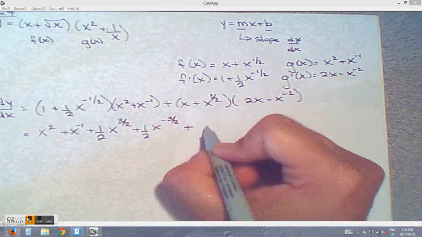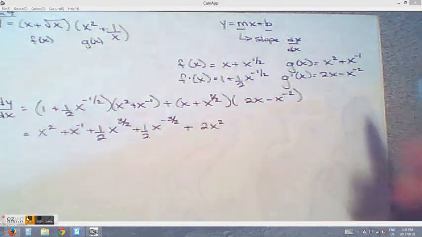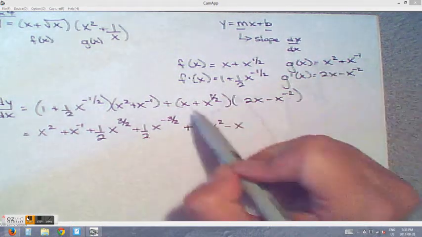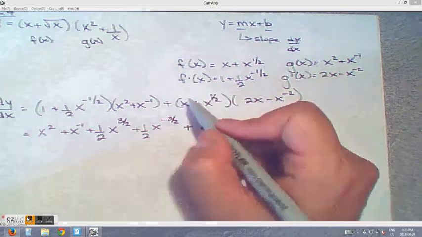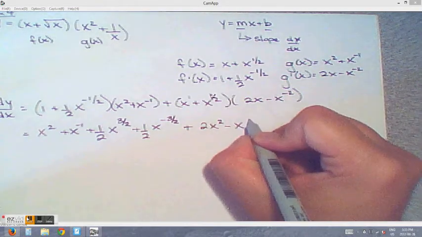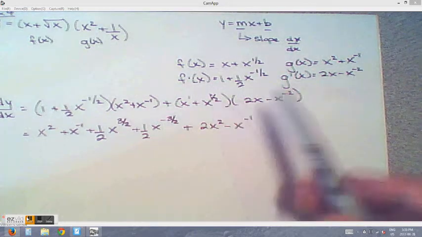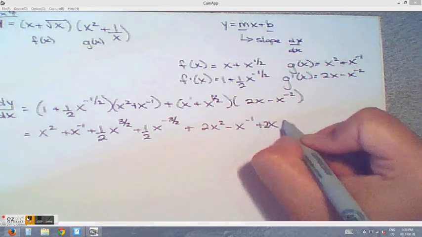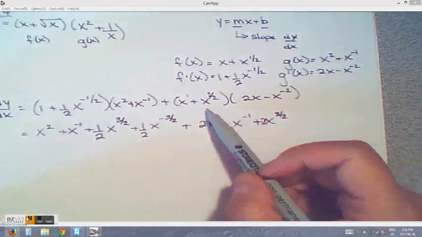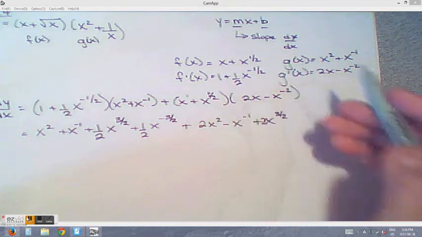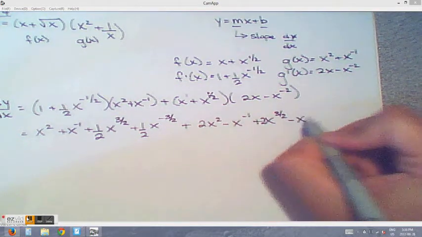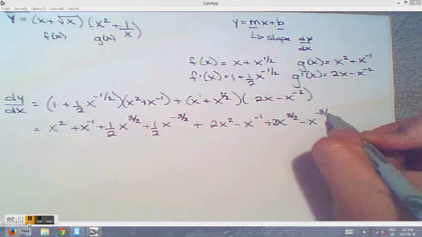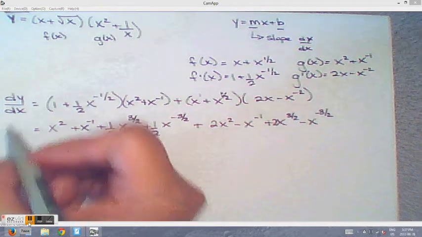So the first 2x squared, the outer, so negative x. Be careful of all of your signs. So this is a 1 to the negative 1. And the inner, so x, 2x, 3/2. And then the last, which is minus x. So I think that's everything.